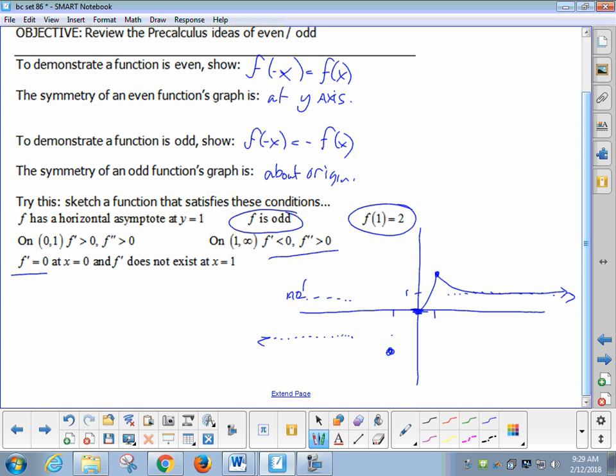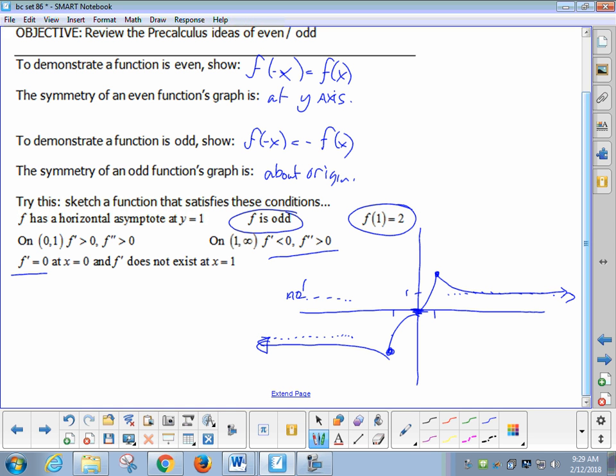So now what about the negative side? It's symmetric. So will it be concave? It was concave up over here, so here it's concave down. And now concave down. So like that, yeah.